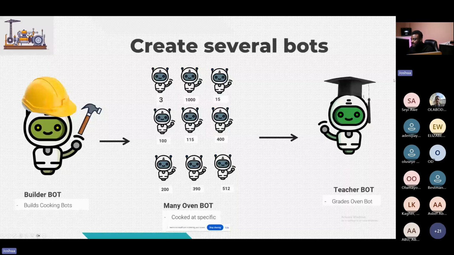This one can cook at 15 degrees. It can give them the numbers randomly, or, as humans, because we build this bot, when we're building the bot, we can maybe give it a set of rules to follow when building the bots. That's up to us to decide as the programmers.